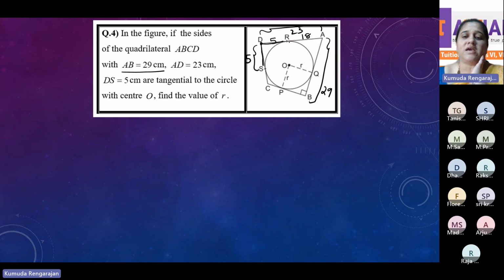AR is equal to 18 centimeters. So AQ is also 18. Then how much is BQ, children? If AQ is 18, how much is BQ?